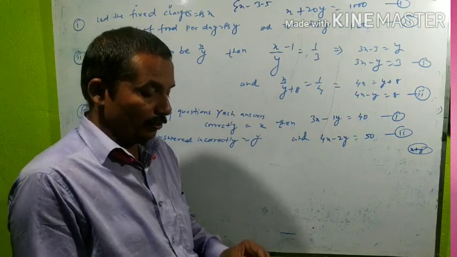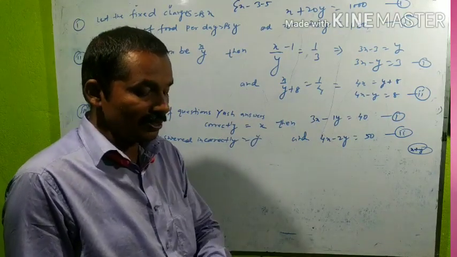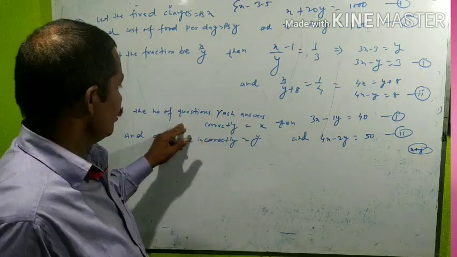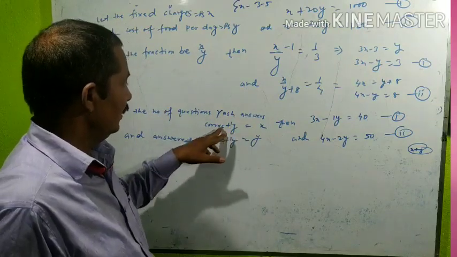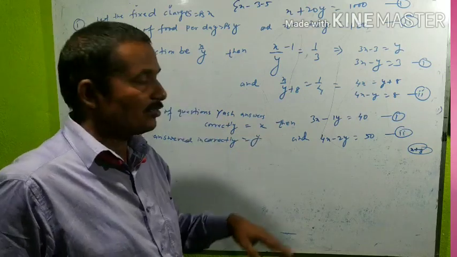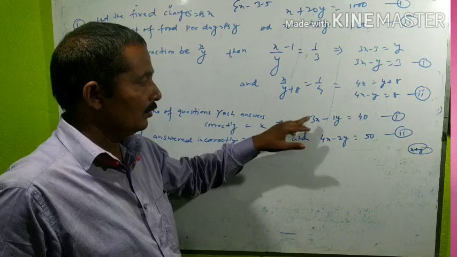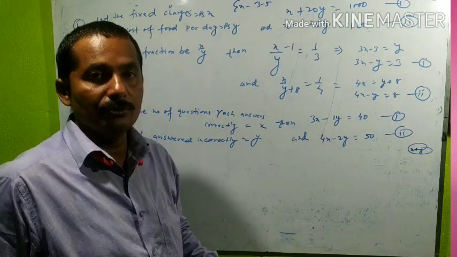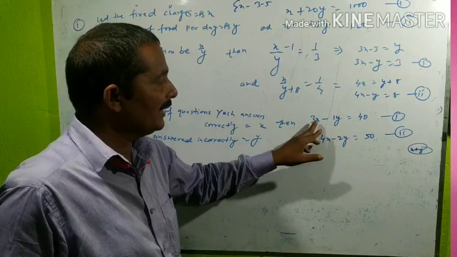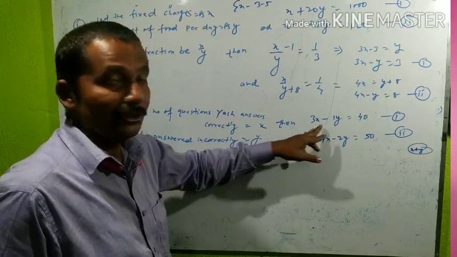According to the question given here, you get 3 marks for each right answer. The number of questions answered correctly is x. For each correct answer the marks are 3. The marks obtained after giving correct answers will be 3 into x, 3x.